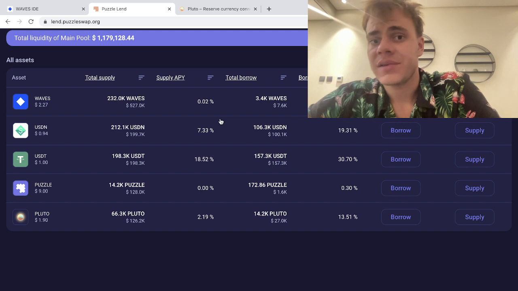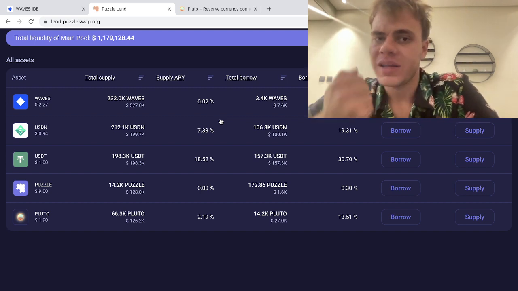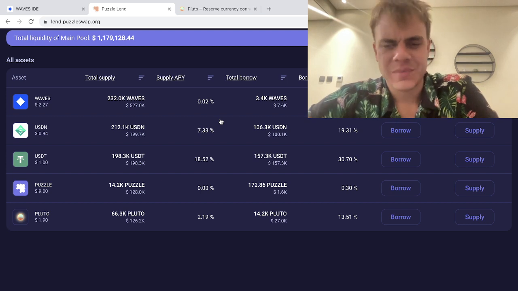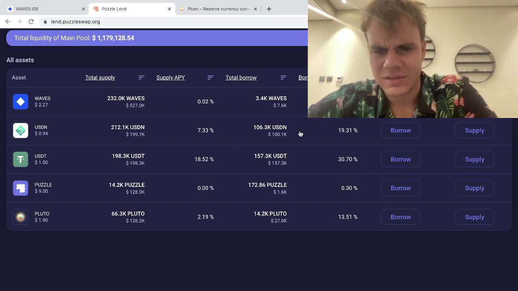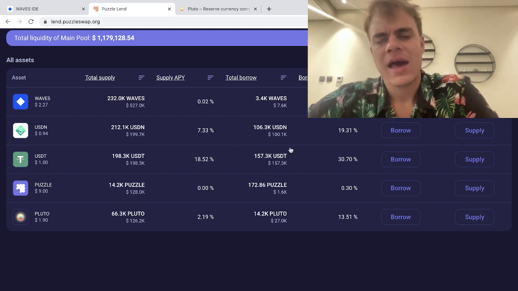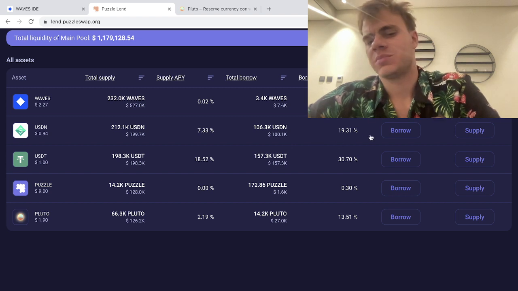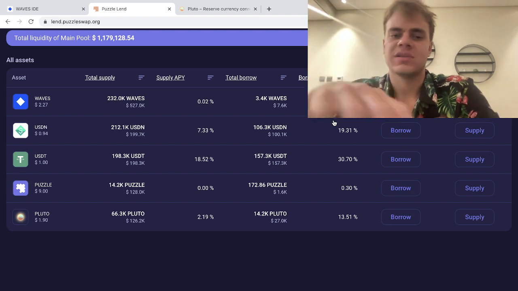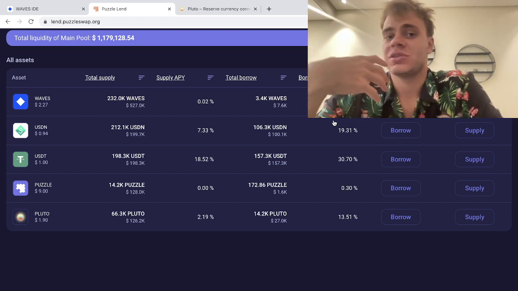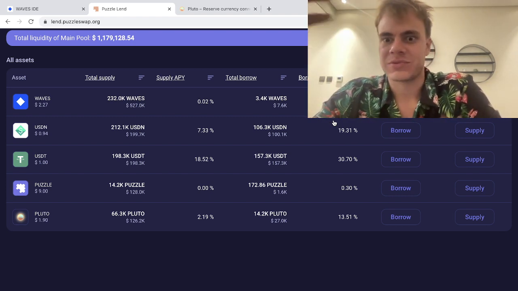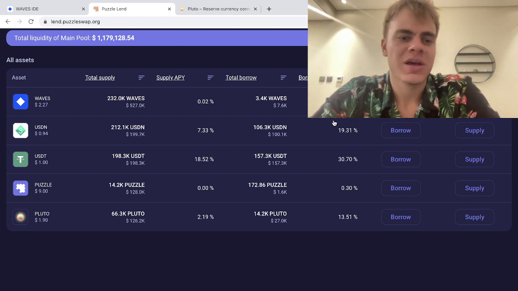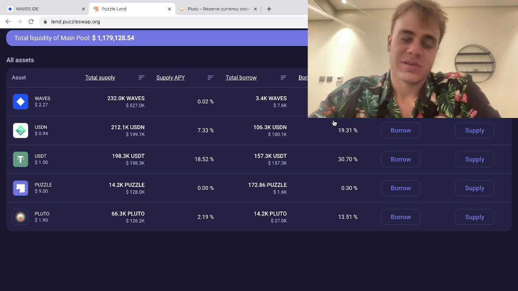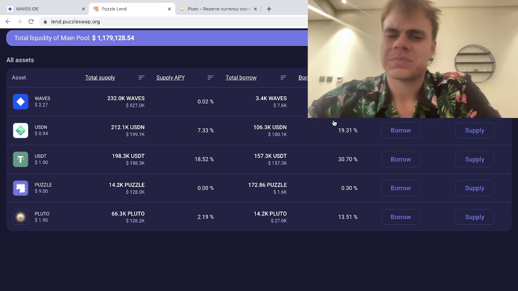At the same time, other people can borrow your money, like in a bank, and they pay for it. So, for example, we see that 100k USDN was borrowed, and people pay almost 20% for it. And this percent is divided between all the depositors. That's actually where the interest comes from. So it's very natural money, actually. Some people pay to use your money, and suppliers get this interest.